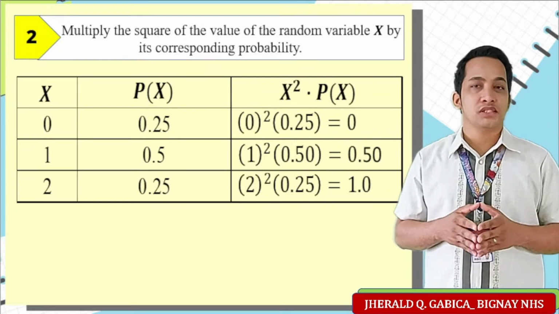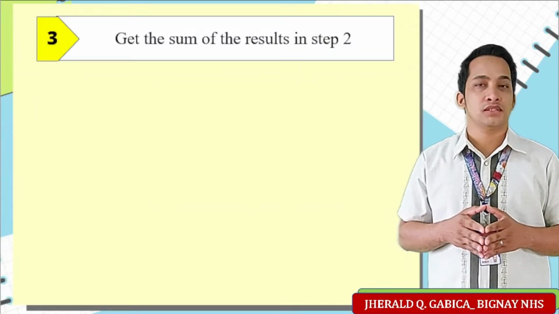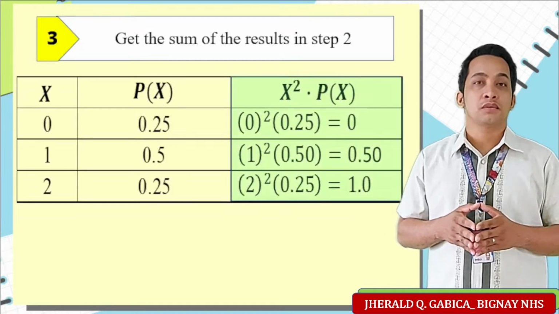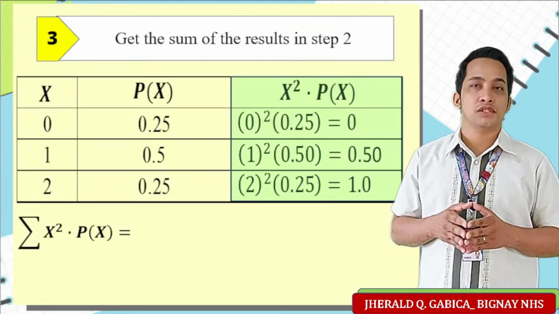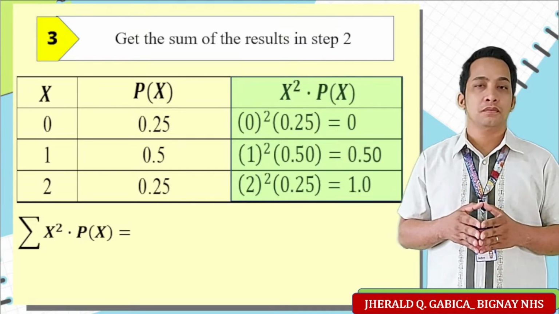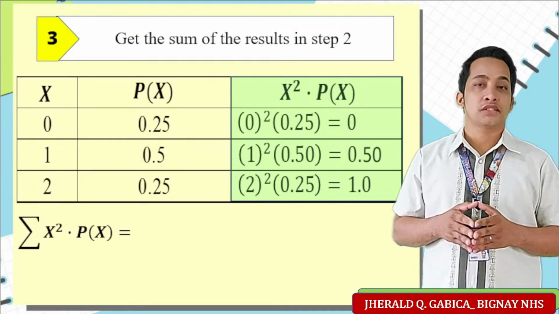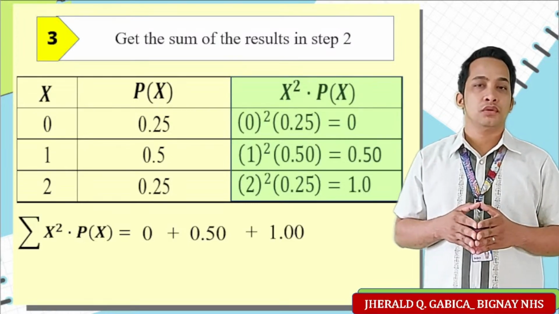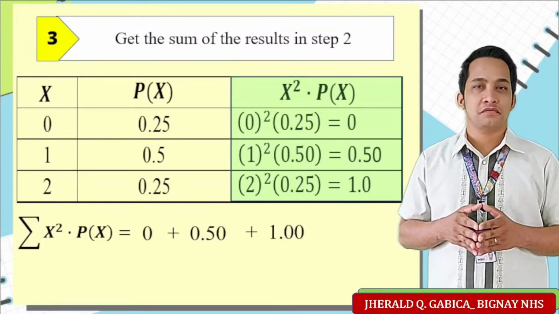And then the third step is to get the sum of the results in step 2. So we have the summation of x squared times p of x is equal to 0 plus 0.5 plus 1. So that is equal to 1.5.